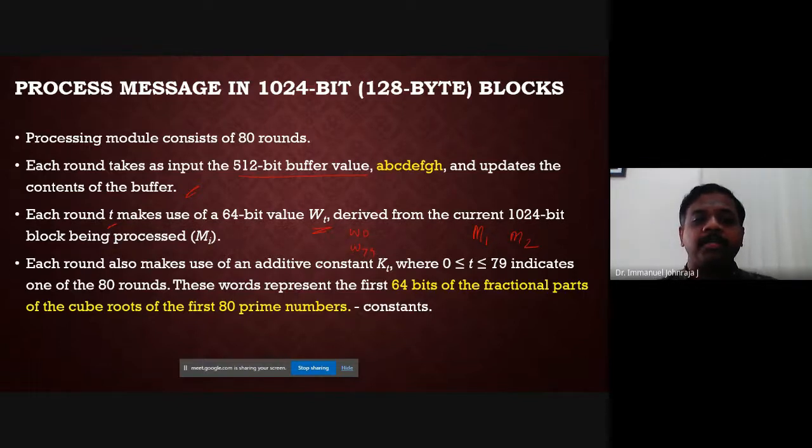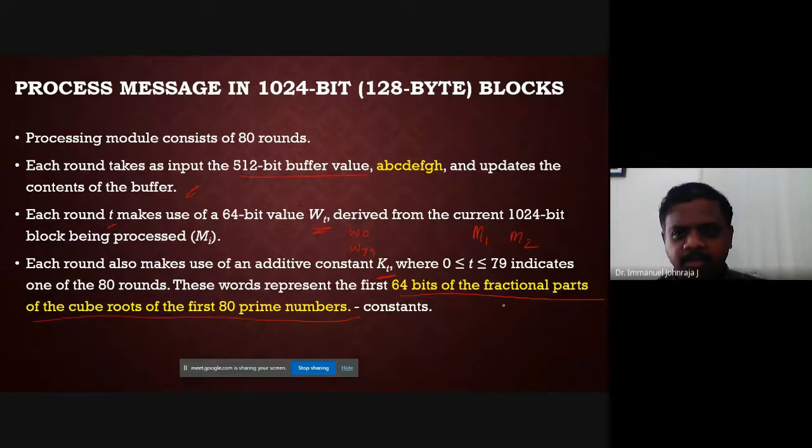Each round also makes use of an additive constant K: K0, K1, K2 up to K79. What is this additive constant? How are they derived? What is this constant value? Are they random values? No, no. Remember what this constant value K is: the first 64 bits of the fractional parts of the cube root of the first 80 prime numbers.